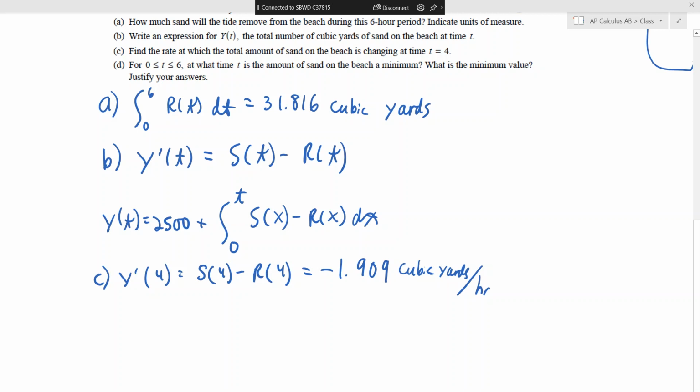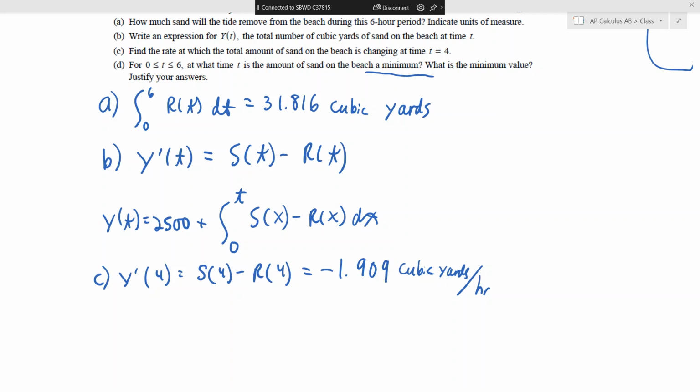Okay. But everybody good? And now look at this. Ready? What time is there a minimum? We need to find the critical values. We need to find the amount of sand at those times and at the end points. Does that make sense? We need the critical values of what function? Well, there's no f of x here. Y of t. Yeah. We need the critical values of y of t, which means I need to know where y prime of t is 0.